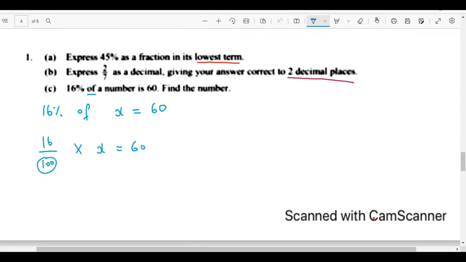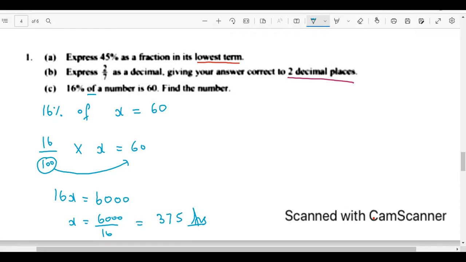I can take this 100 to the other side, it would be multiplied. 16x equals 6000 and x is equal to 6,000 divided by 16. So let's write down the number. It is 6,000 divided by 16 and the number is 375. So this is the answer. This time around, the question was a bit different. This is not exactly from this chapter, but yes, it's important and it's good that we discuss this as well.